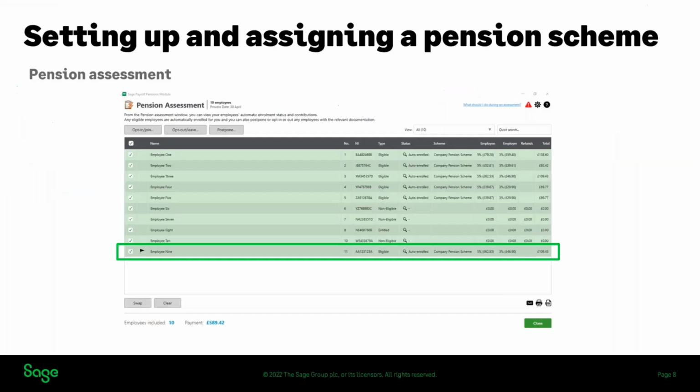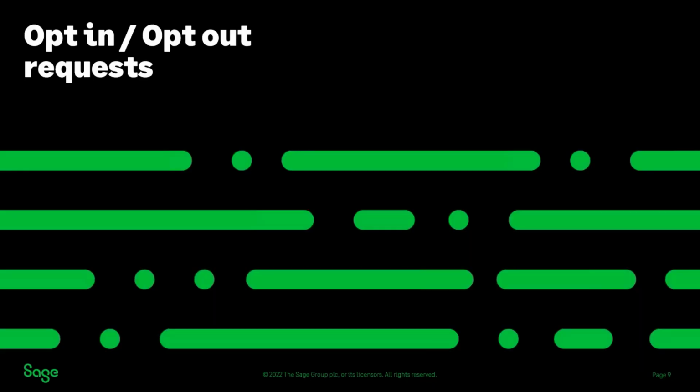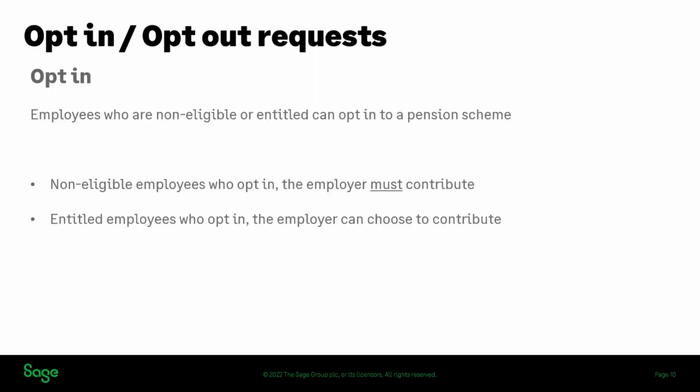So what we'll do now, let's jump back to our presentation. So that's setting up a scheme and assigning. There isn't a lot to it when it comes to those schemes and assigning to the employee. So we'll have a look now at opting in and opting out requests.